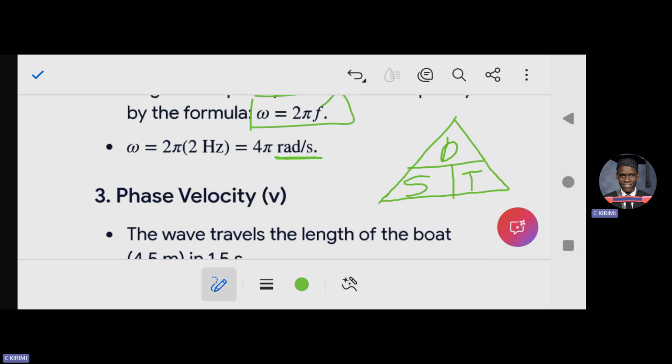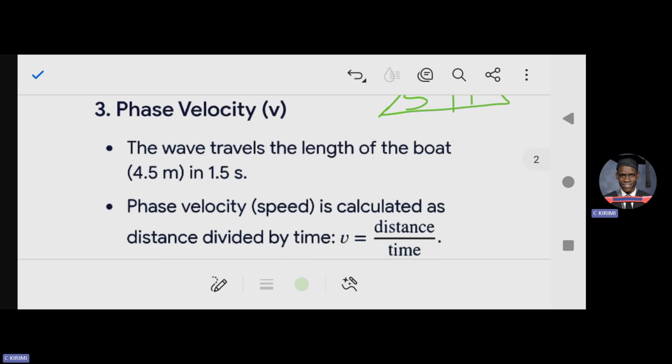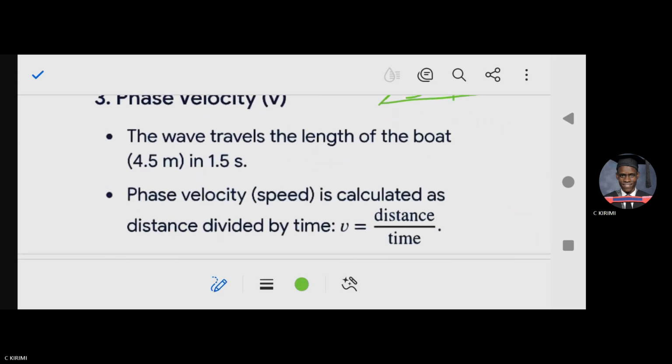In relation to our physics, how do we redraw that triangle? It will be like this. With respect to physics symbols, the distance which you are referring to will be the lambda. And then the speed which you are referring to is the v. The time taken is the t.